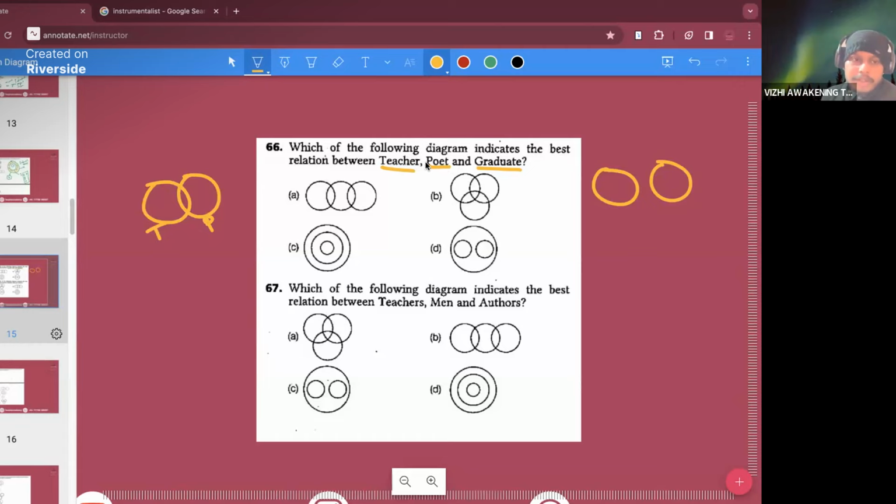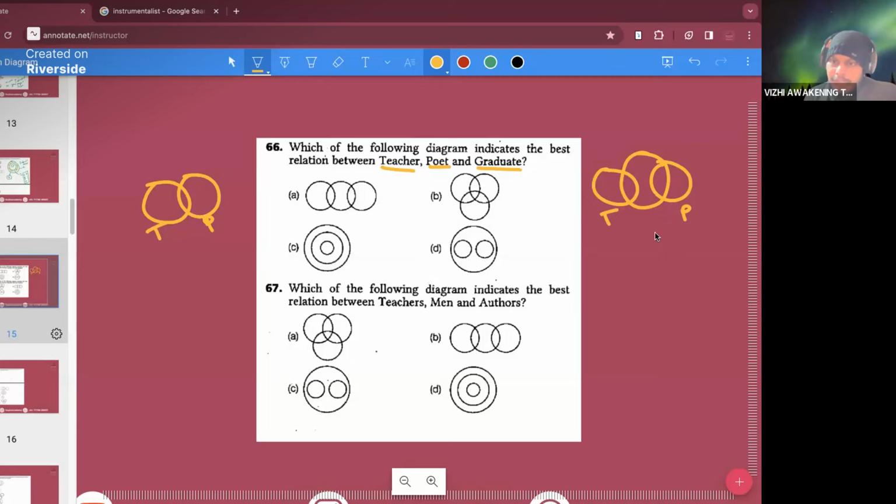When you do it as a full-time profession, it has to be separated from other professions as well. So I feel these two things will be completely disjointed, teacher and poet. And they can be graduates, or they need not be graduates either. Teachers need not be graduates. Even if somebody has just passed 10th or 12th standard, they can be a teacher, as long as they teach well. So I think we should go with A.